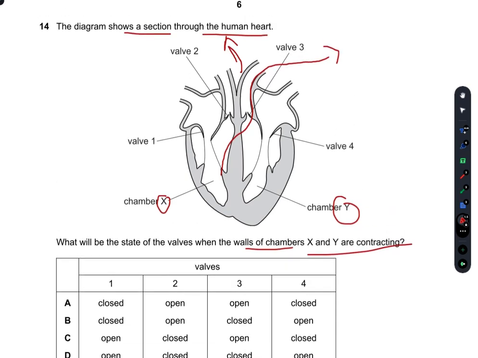So when X is contracting, valve one would definitely be closed, yes, and valve two would be open. Valve two would be open, yes. Whereas valve three would also be open, and valve four, oh sorry, valve four would be closed. So A is the right option.